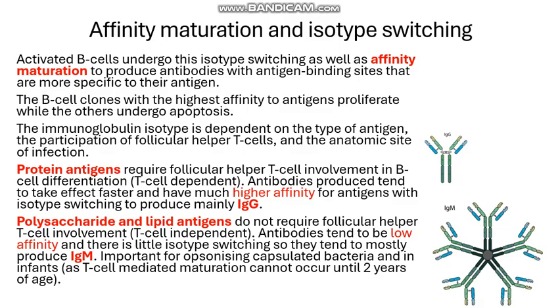The B cell clones with the highest affinity to the antigens will proliferate, while those with a lower affinity are going to undergo apoptosis because they're worse at their job. They form weaker associations with the antigen, so they're not as useful. So we get rid of them, and we proliferate the ones with higher affinity. The immunoglobulin isotype is dependent on the type of antigen as well as these cytokines produced by the follicular helper T cells, and anatomic site of infection is also important.